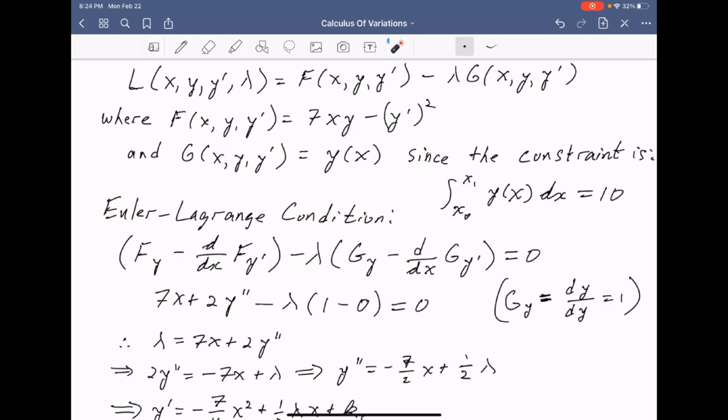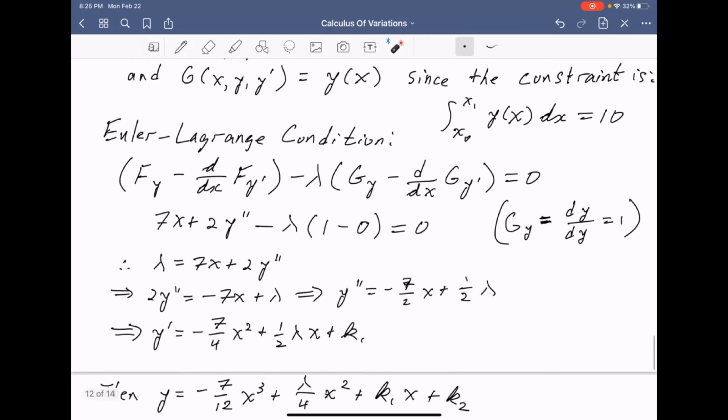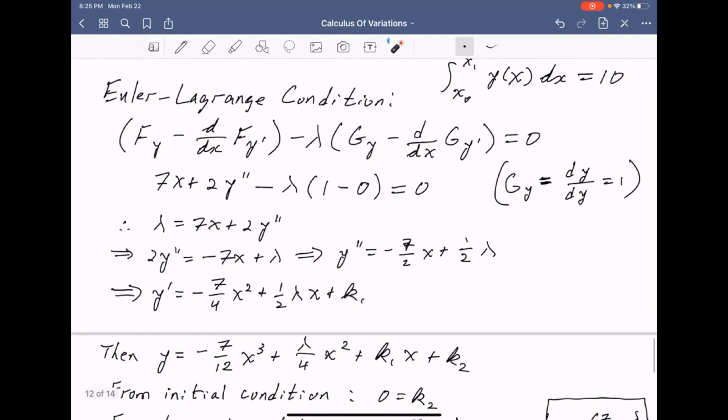And then we have minus lambda, g of y is equal to 1, simply because g of y is dy dy, and that's equal to 1. And then if you take the derivative of g of y, the derivative of 1 is 0. Lambda is equal then, when you solve this equation, lambda is equal to 7x plus 2 times y double prime.